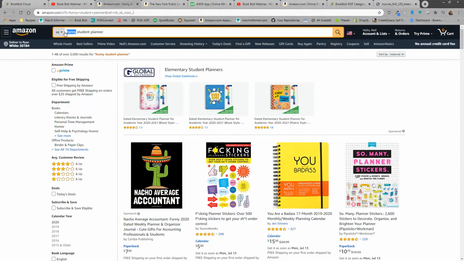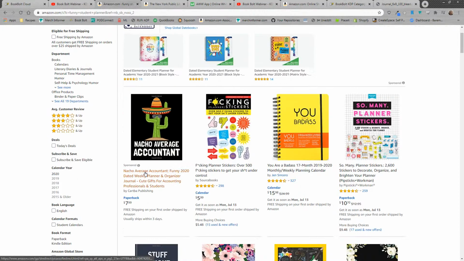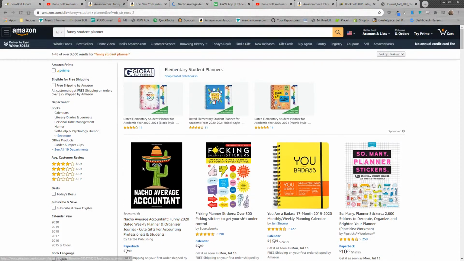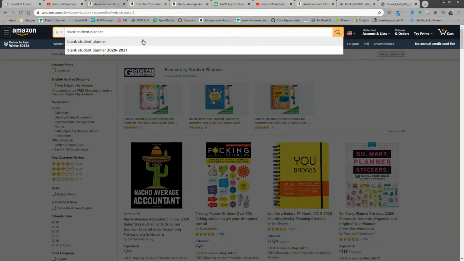Something I like to do, especially for low content books. This is probably a KDP book here, so let's open that. Notice it's sponsored, so this isn't exactly a student planner, but we'll take a look at it. If you're doing low content books, blank is going to be your best friend. Blank student planner.